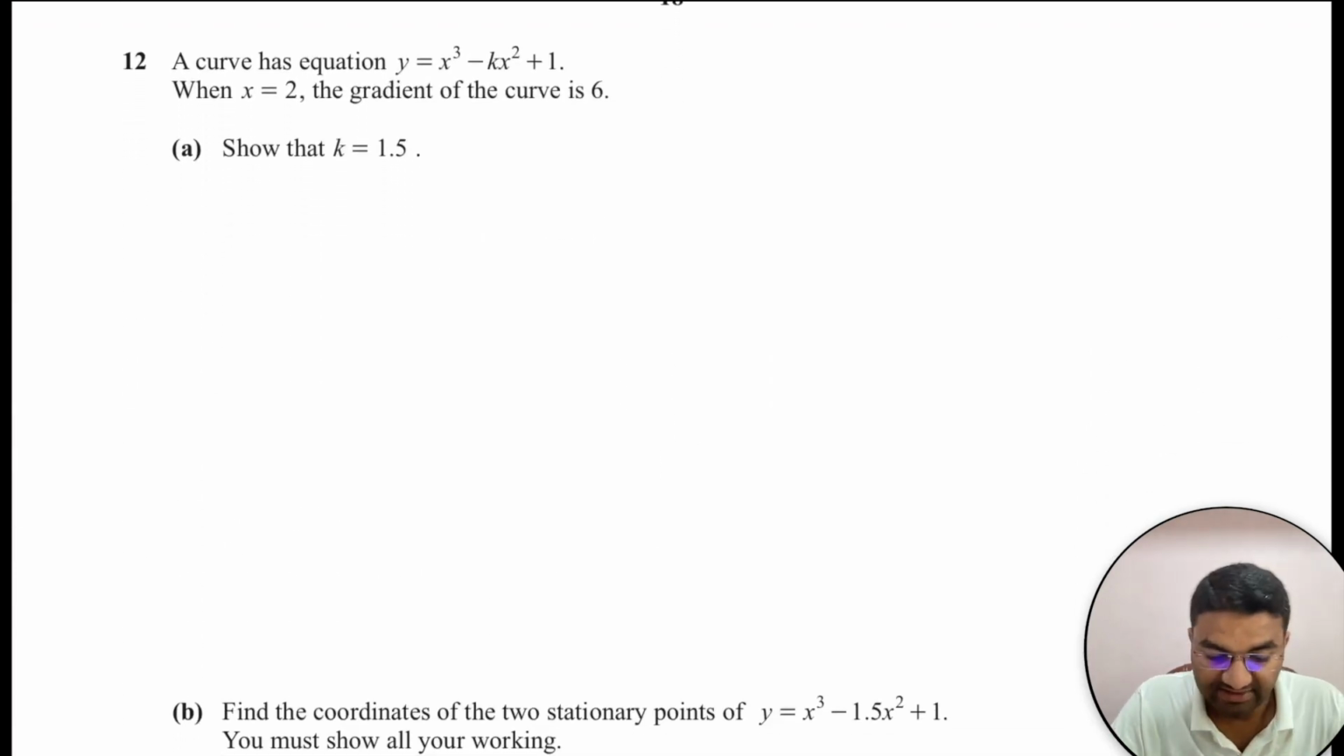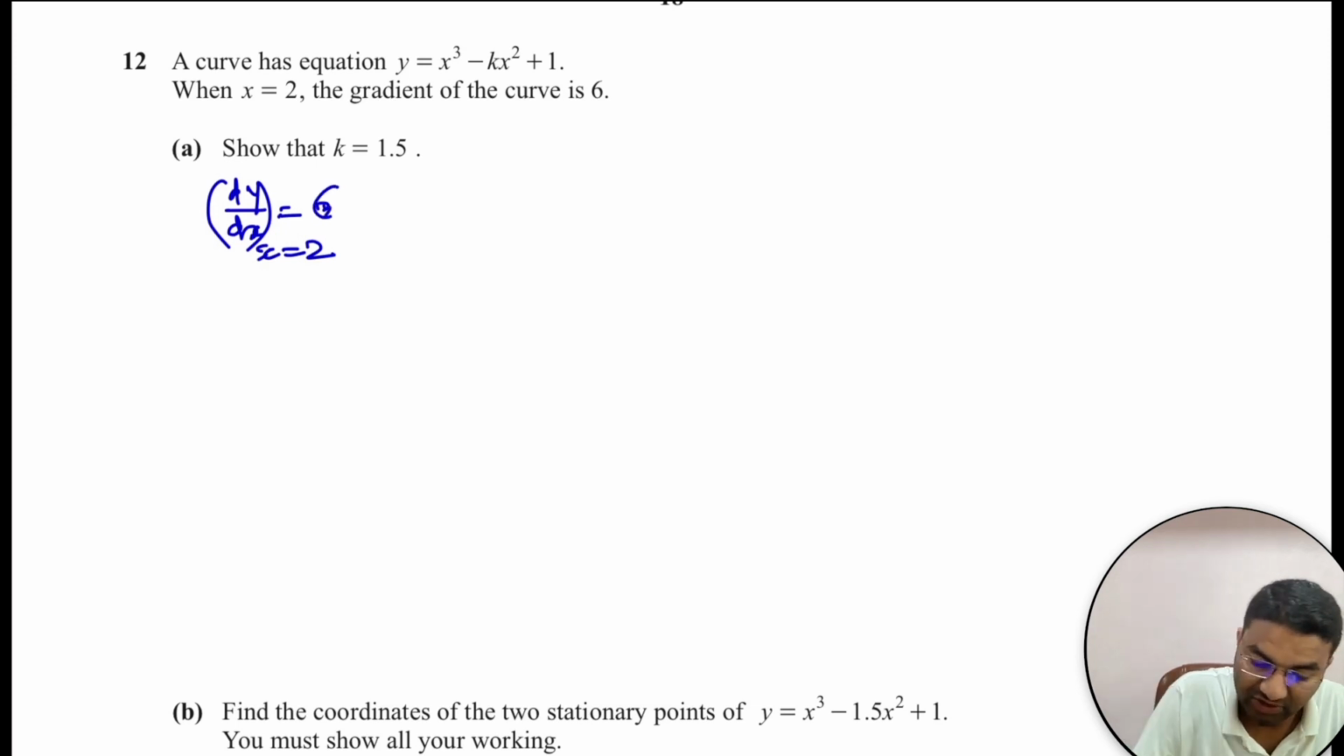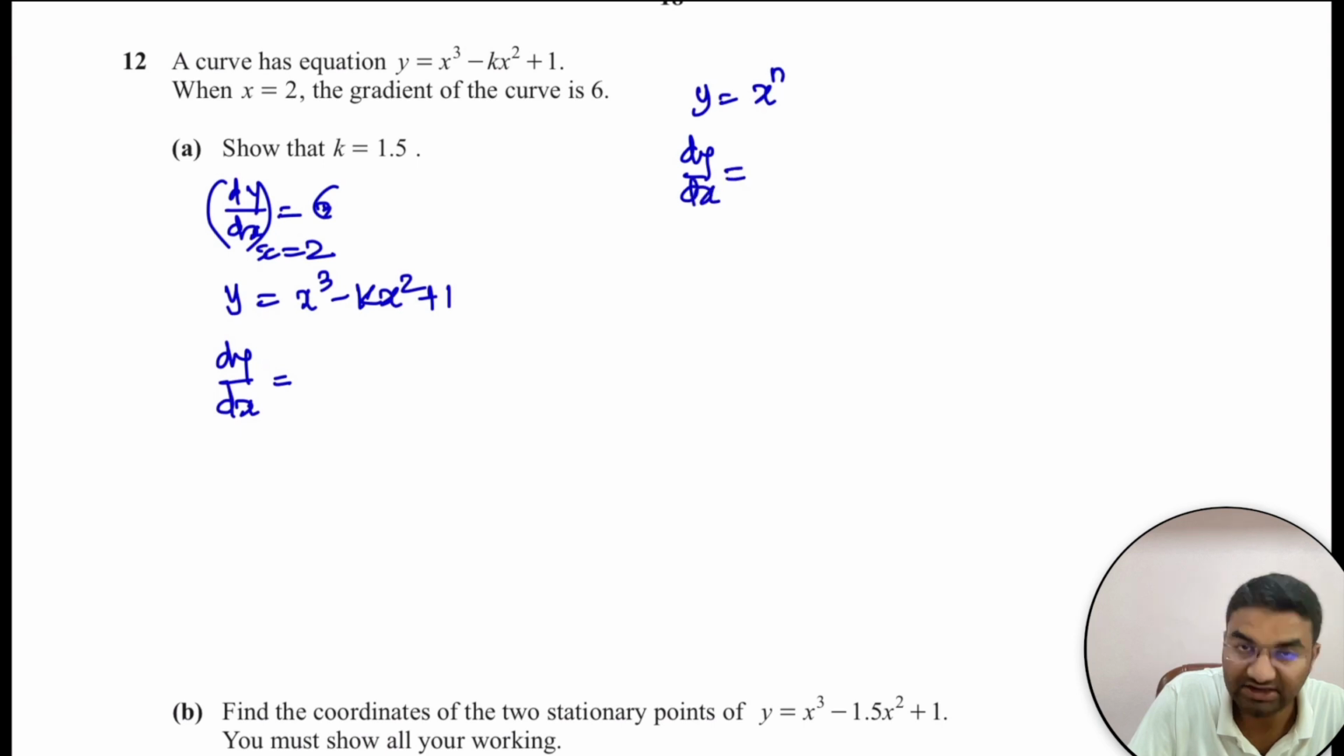The curve has equation y is equal to x cube minus kx square plus 1. When x is equal to 2, the gradient of the curve is 6, which means dy by dx is 6 at x is equal to 2. Given that y is equal to x cube minus kx square plus 1, we differentiate using the y is equal to x to the n formula, where dy by dx is n x to the power n minus 1.